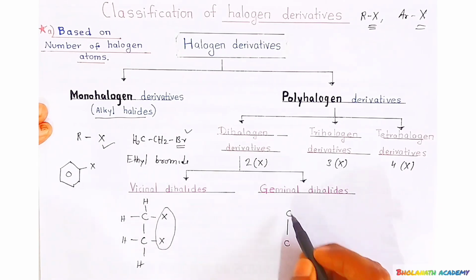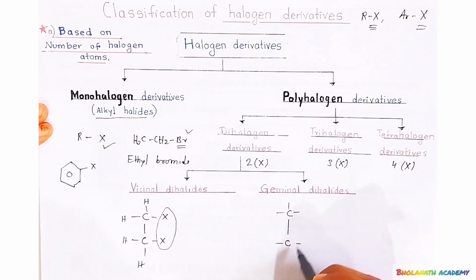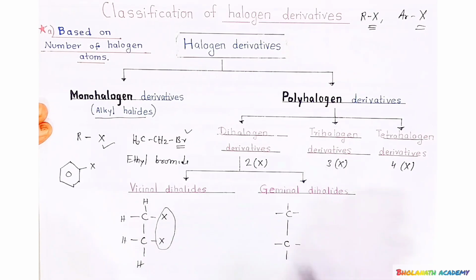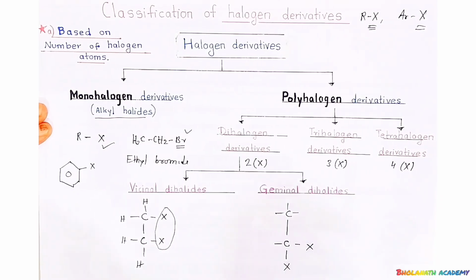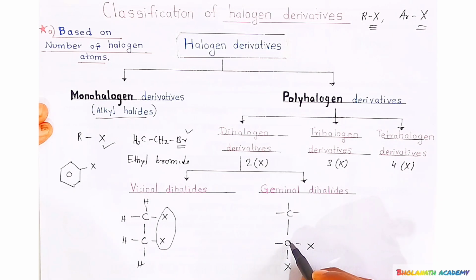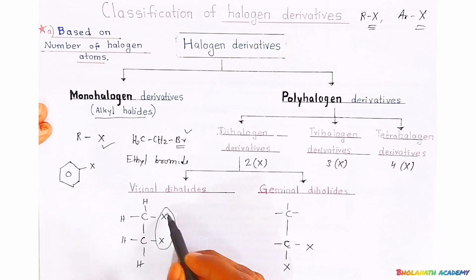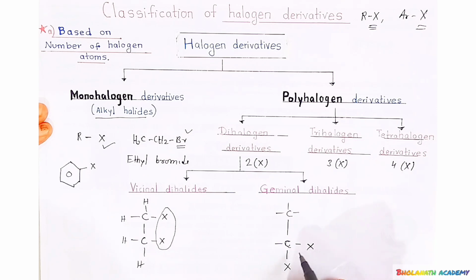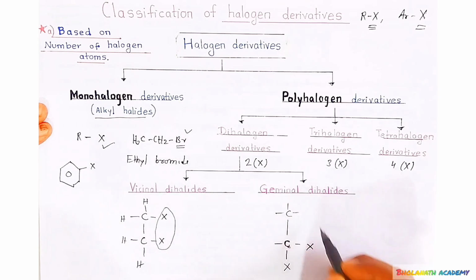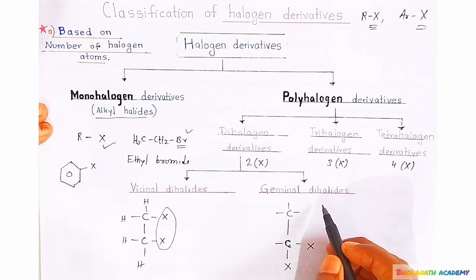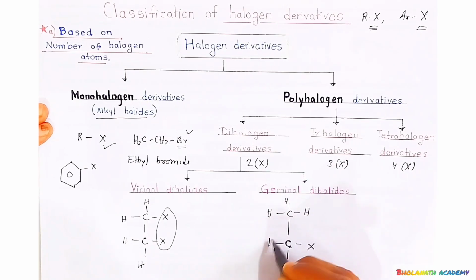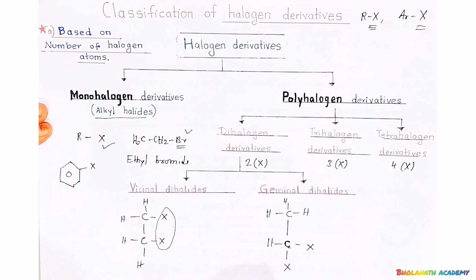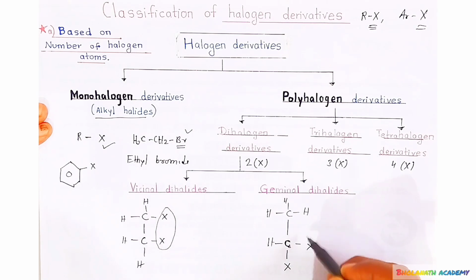vicinal dihalide. Now what happens, students? These are 2 carbons. Carbon is tetravalent. So what happens when 2 halogen atoms, because we are finding dihalogen, are attached to only one carbon atom? If here 2 halogens are attached to 2 different carbon atoms, and here the 2 halogens are attached to the same carbon, then it is called a geminal dihalide. Understanding, students? So this is the example. Now complete the valency by hydrogen. So this is the example of vicinal dihalide and this is the example of geminal dihalide.